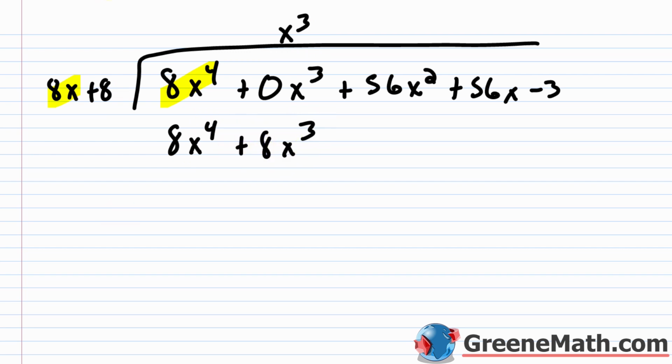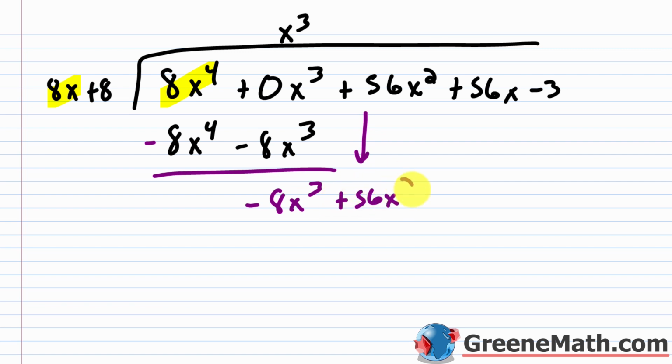So now we want to subtract. So I'm going to make this a minus, and I'm going to make this a minus. So 8x to the fourth power minus 8x to the fourth power is 0. 0x cubed minus 8x cubed would be minus 8x cubed. Then we're going to bring this down, so plus 56x squared. Let me make that a little bit cleaner. And let me make that a little bit cleaner. And now let me erase this.